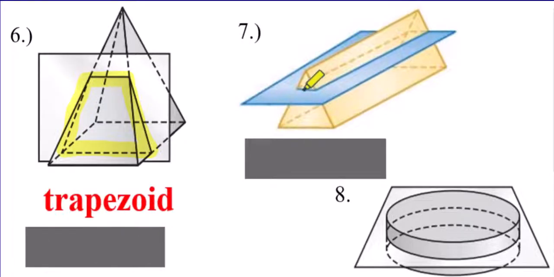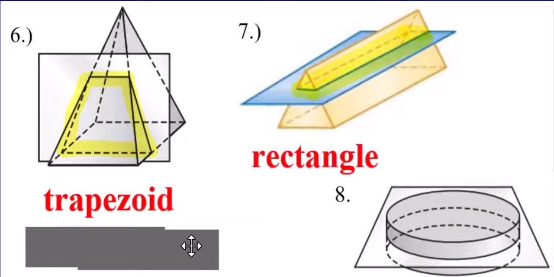Problem number 7. This one is parallel to the rectangle at the bottom. So if it's parallel to a rectangle, it's gonna still make a rectangle, but a much skinnier rectangle than what you would have had here at the bottom. But nevertheless, that is still a rectangle.